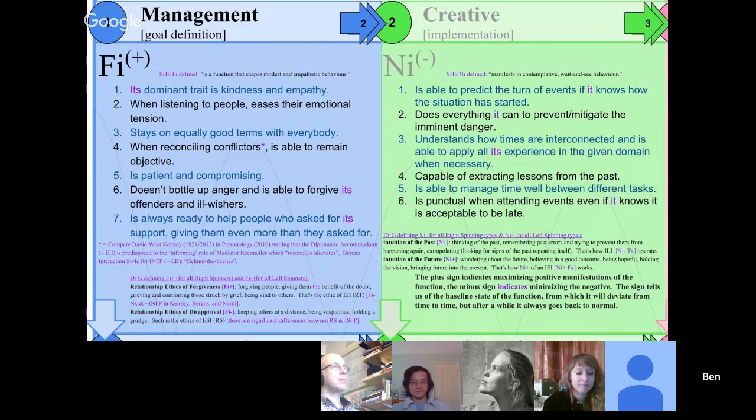I just wanted to point out, because I didn't finish with the Fi, that I do bottle up anger, but I can only do it for so long before it bursts out. I do forgive people, and I do help people if they ask for help. So, Ni: 1, yes. 2, yes. This is basic Ni. Yeah, all of it, except for 6.